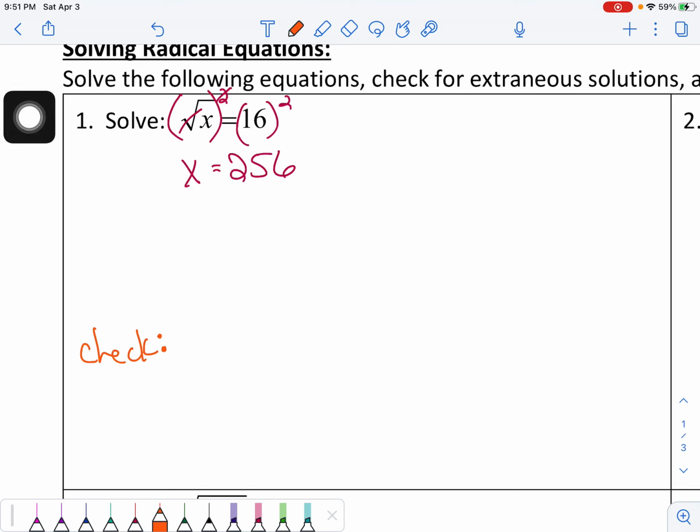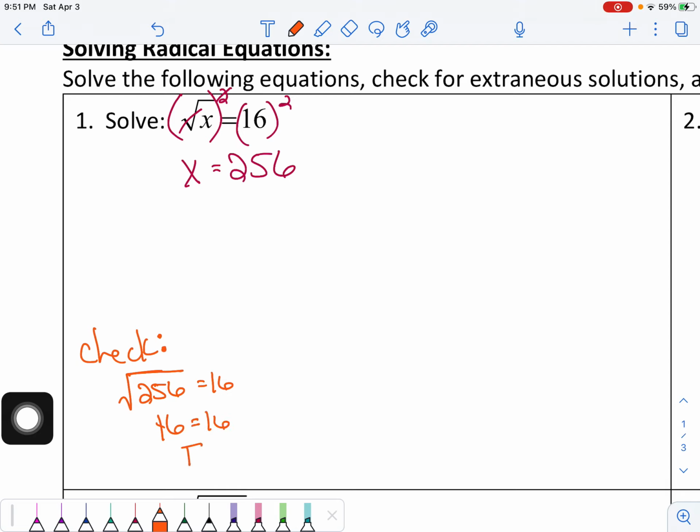Now, what does it mean to check something? It means you're going to take this answer that you think is what you're going to get for x and replace it in the original problem. Obviously with this problem, there was only one step really to it, but if there was a multi-step problem, you go back to the original written problem. So we've got the square root of x, which in this case we think is 256, equals 16. So I want to actually take the square root of 256, and I'm going to get that 16 is equal to 16. That is a true statement. Because it's true, I know that that's the answer for x.